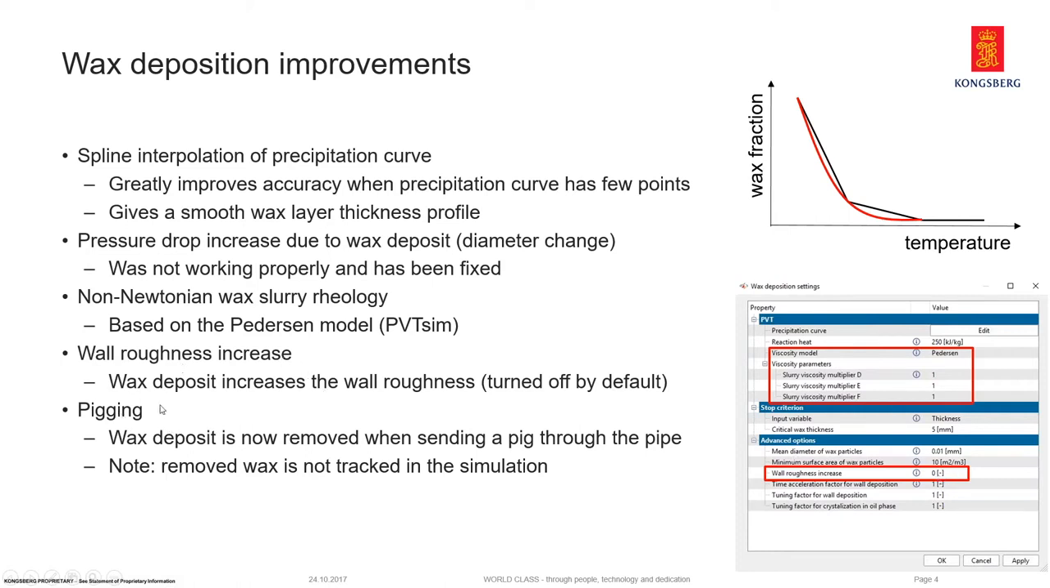The last thing that we did is we now have the option for the pig that you send through the pipe. The pig now removes the wax deposit. So the wax deposit is scraped off, but we don't track these chunks of wax that are formed and pushed forward by the pig. So it is a way of removing the wax deposit, but we don't have a viscosity model that can do anything with this wax deposit that is scraped up. So this is why we don't track it any further in the simulation.